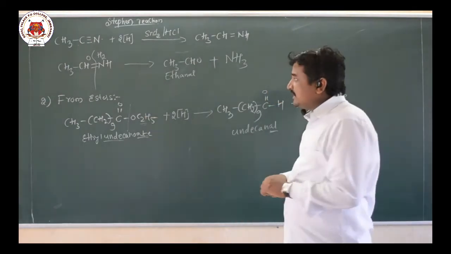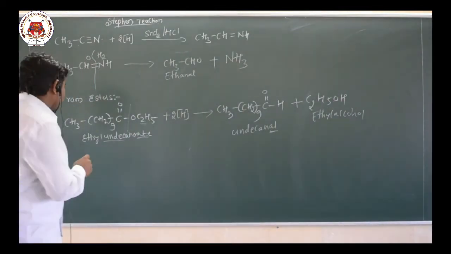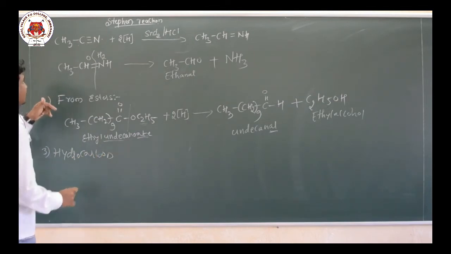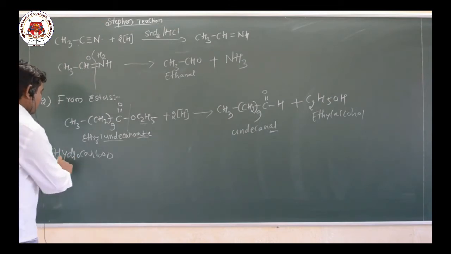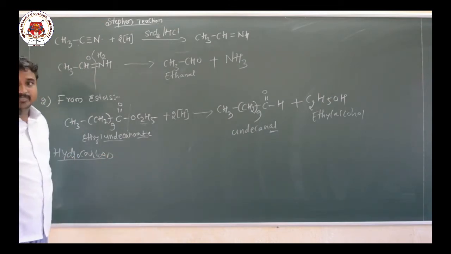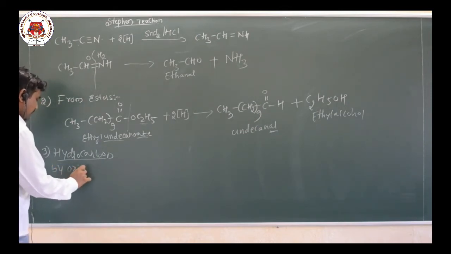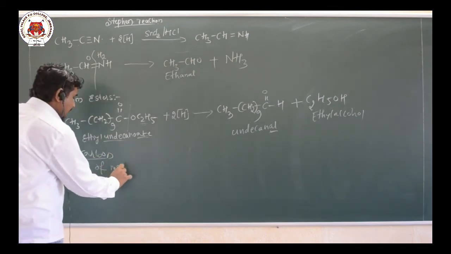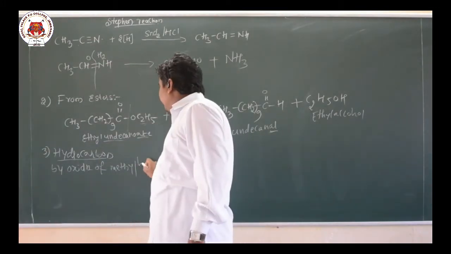Now next one, preparation of aldehyde from hydrocarbons. The third one comes from hydrocarbons. So this is from ester, and this is from the nitriles. So from hydrocarbon, they are going to prepare aldehyde, especially by the oxidation of the methyl group, by the oxidation of methyl benzene.